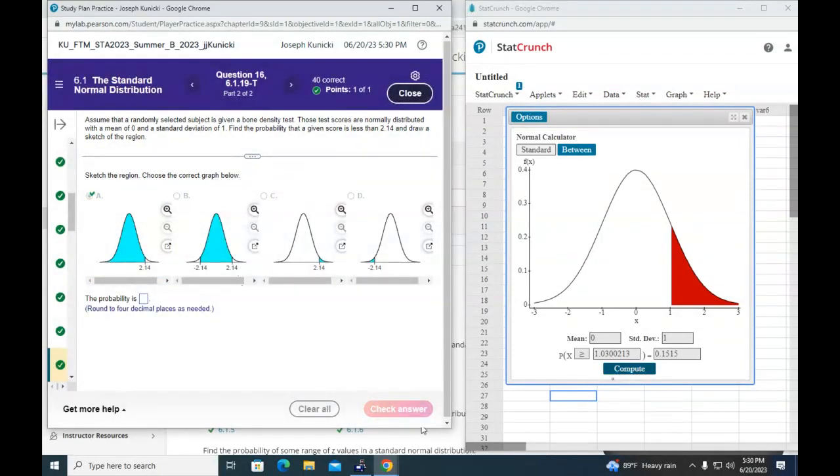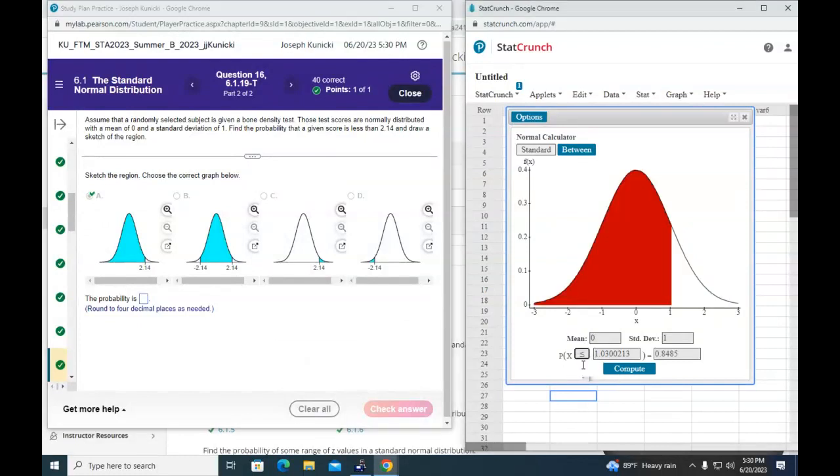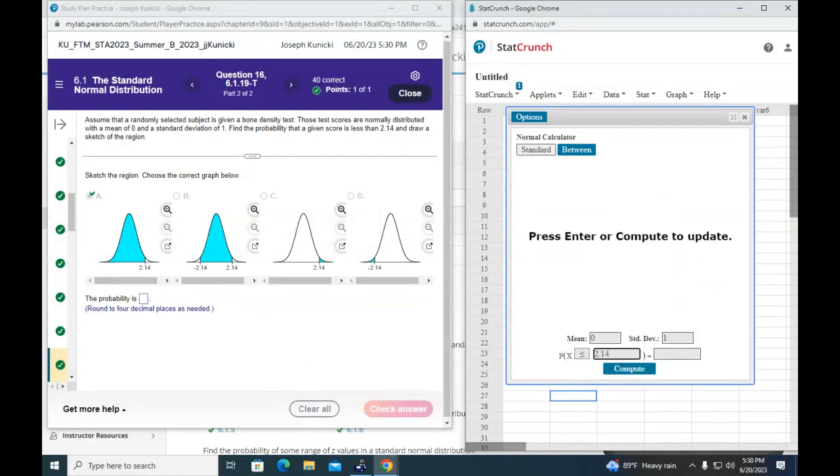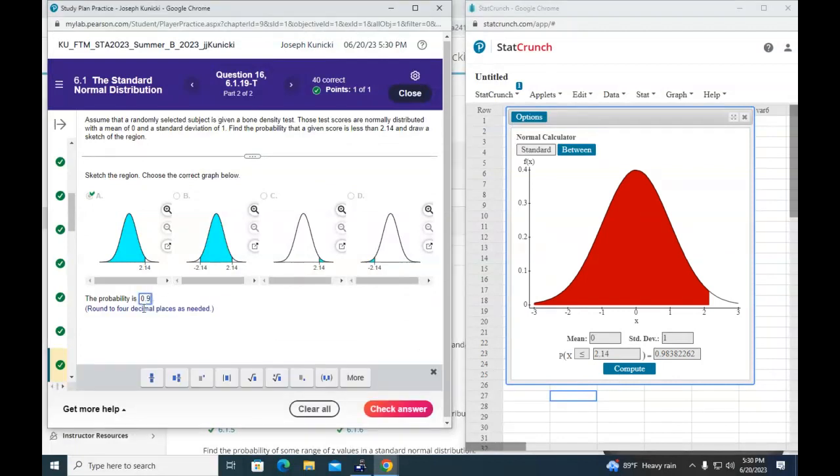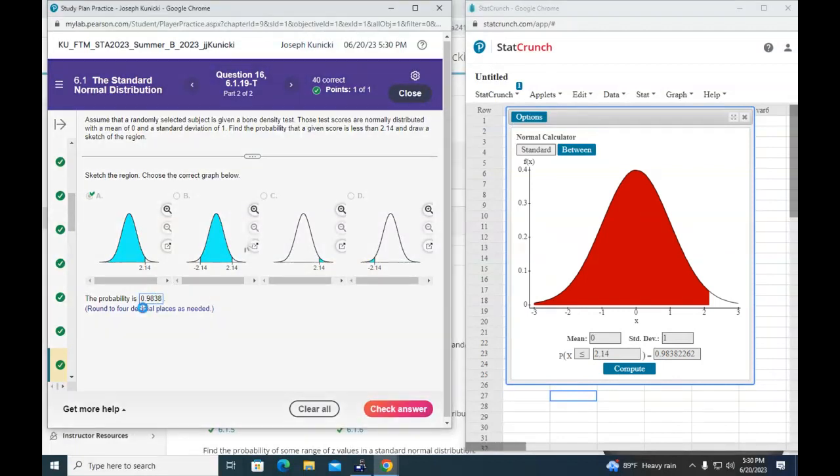Okay. Now, what's the probability? So I want it less than, so I have to turn this around, less than. And I want the z value, 2.14. So 9838. Put a decimal point, of course.